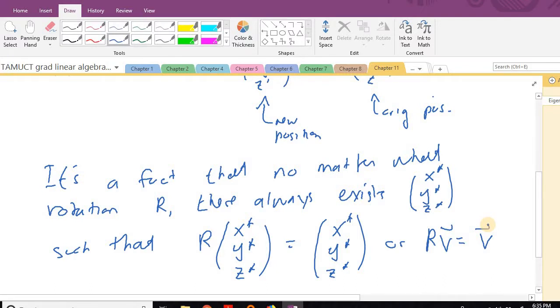Eigen means, I don't know German. Do you know German? I was born there, but I don't know what it means. Okay. I can say my mother is lost. Okay. I don't think it means that.